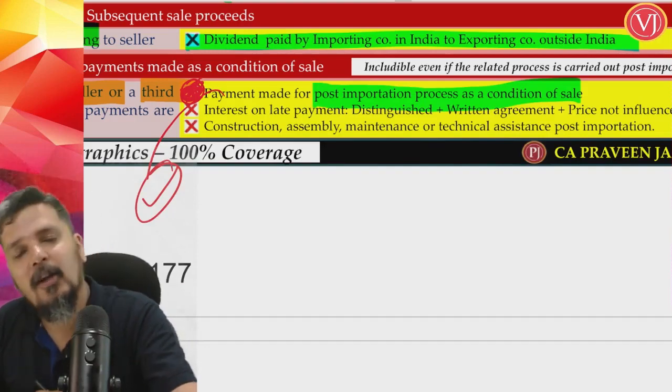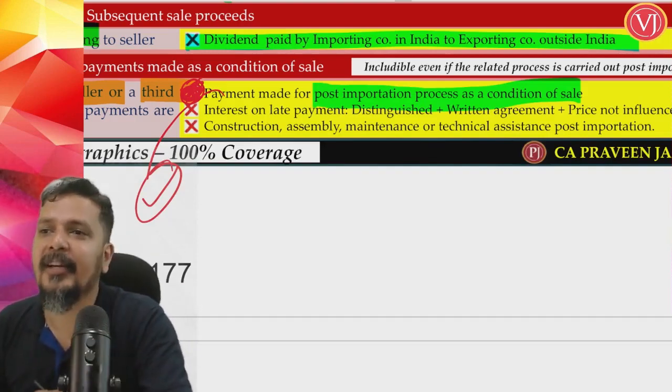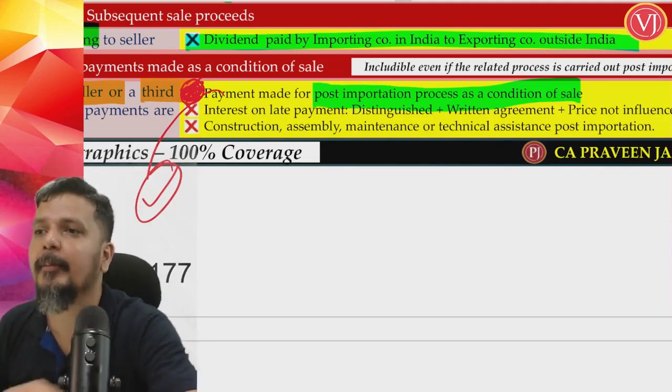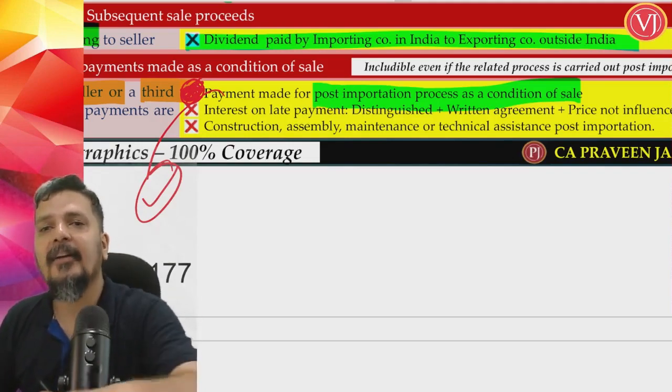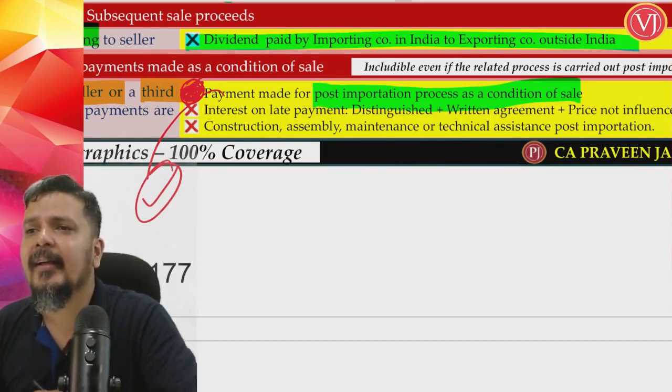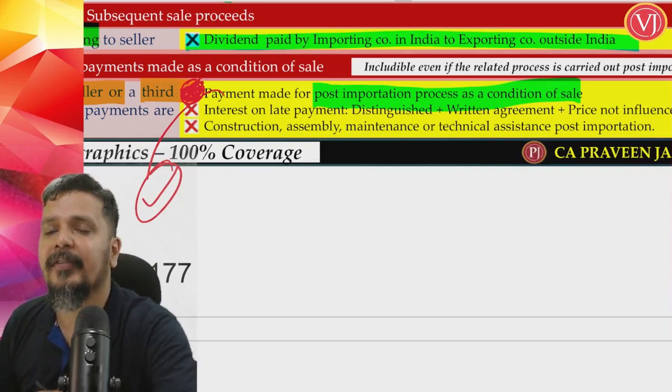Correct? Now that machinery comes to India. I call the same engineer to install that machinery in India. Whether that will be added? No. Why? It is not a condition of sale.